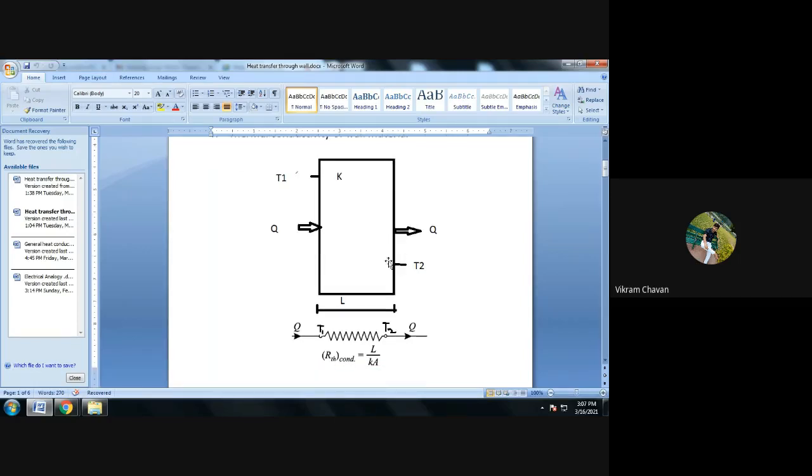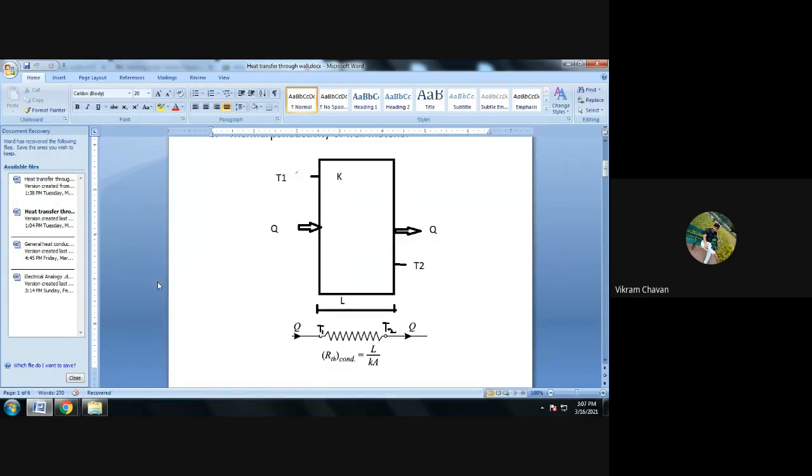And by considering Ohm's law, we can draw the electrical analogy for the conduction of heat. Now heat is flowing through the wall, so the mode of heat transfer will be conduction only, because there is no molecular transformation and no fluid is present in the wall. It is a completely solid body, and the heat is transported from one surface to another surface because of conduction only.